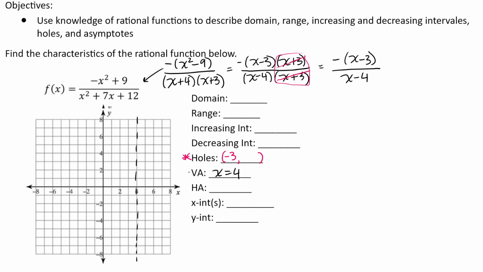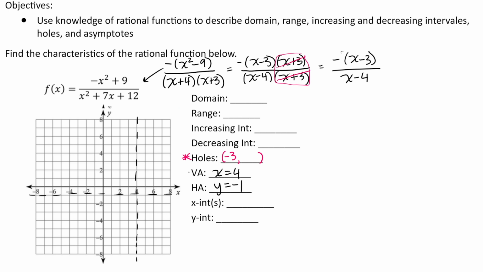For the horizontal asymptote, we have the same exponent, and that means we'll use the coefficients out front, which would be negative 1 over 1 or negative 1. So y equals negative 1. There we go.